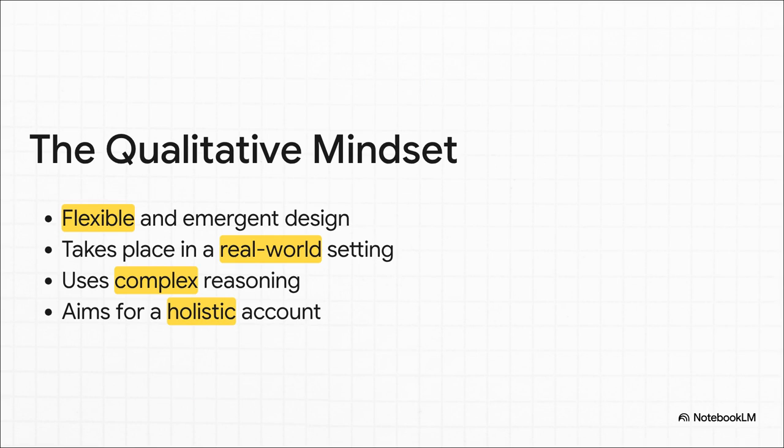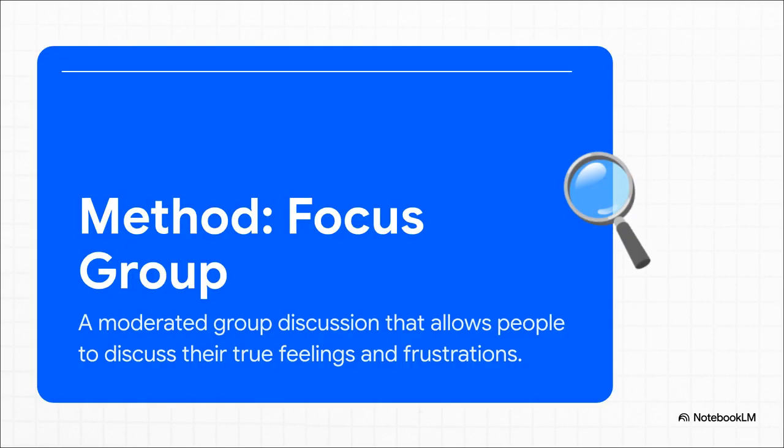The whole point is to get a deep, rich, meaningful understanding of why people do the things they do. To do this right, you kind of have to adopt a qualitative mindset. That means, first off, you have to be flexible. You might learn something halfway through that completely changes your direction, and that's okay. It also means you got to get out into the real world, not a lab, because context is everything. It's really about embracing the messy, complicated reality of being human, so you can build a complete picture of what's going on.